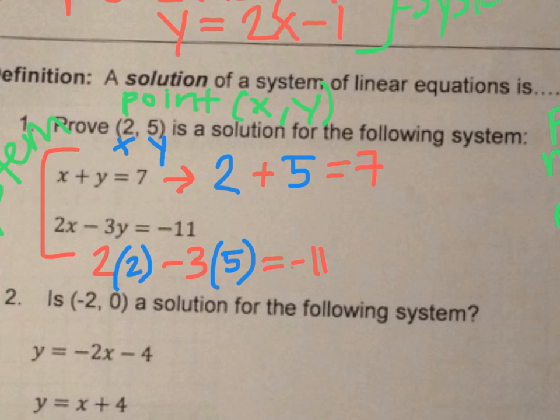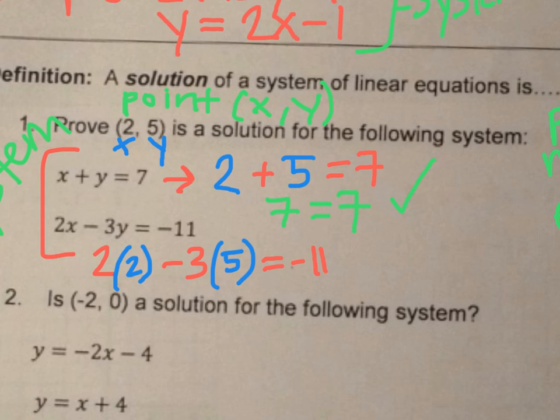This is what you should have gotten once you plugged in both the x and the y values into both equations. Now let's simplify and see if we get true statements. 2 plus 5 is 7, and we bring down the other side, and 7 is equal to 7. Well, is 7 equal to 7 a true statement? Yes. So we know that that is a solution to that equation, but now we have to make sure it's a solution to both equations.